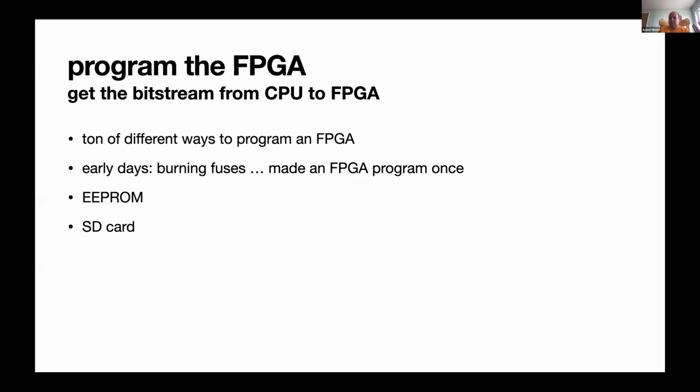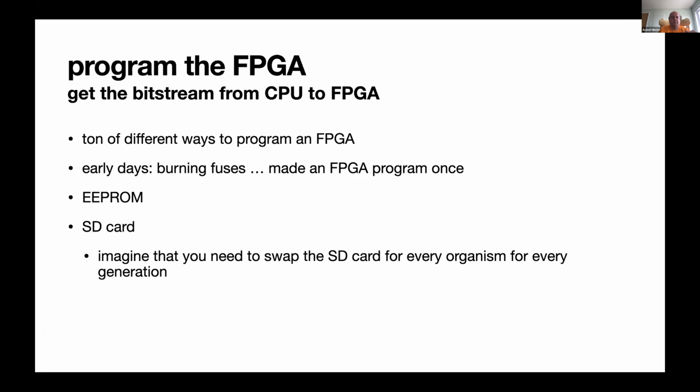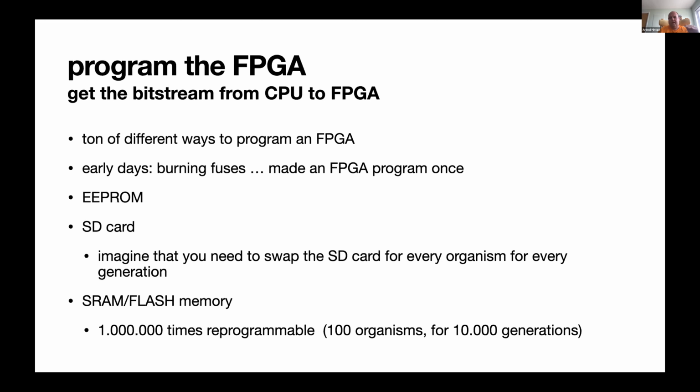You either have an SD card. Well, an SD card is great, lots and lots of space on it, but you have to swap your SD card every time you want to recode your FPGA. Not a good way. And then you have SRAM and flash memory. Cool, right? That's persistent. If the electricity falls out, it's still programmed and so forth. Sounds really great. But SRAM and flash memory, in most cases, is reprogrammable about 1 million times, maybe 10 million times if you have super high-end SRAM. To give you an estimate, if you have a population of 100 agents and you have to do 10,000 generations to optimize them, you burned out your FPGA in one evolutionary run.